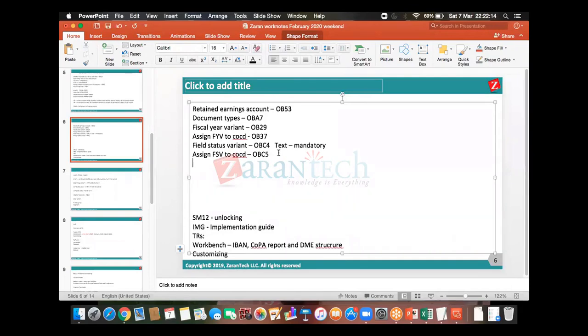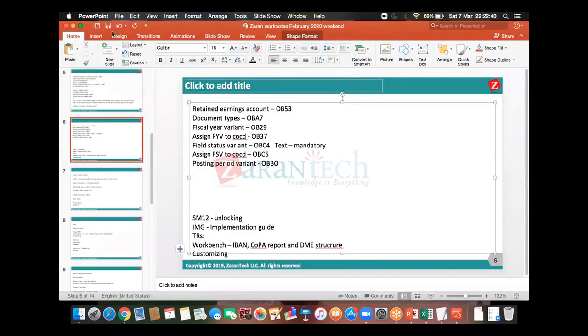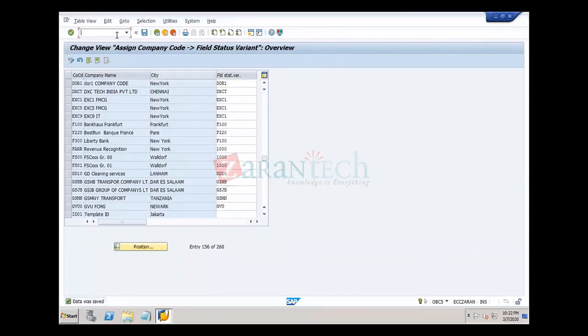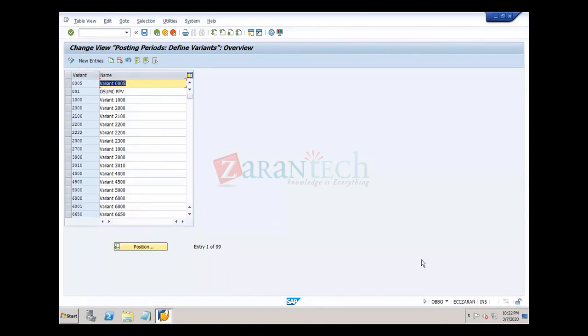The next concept is the posting period variant, OBBO. What do you mean by posting period variant? It means the variant which helps in making the postings. Let us see. OBBO, you can see here.